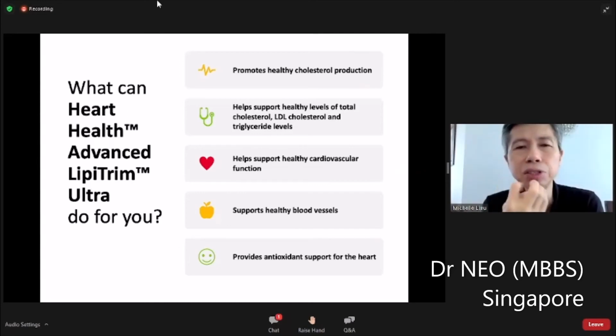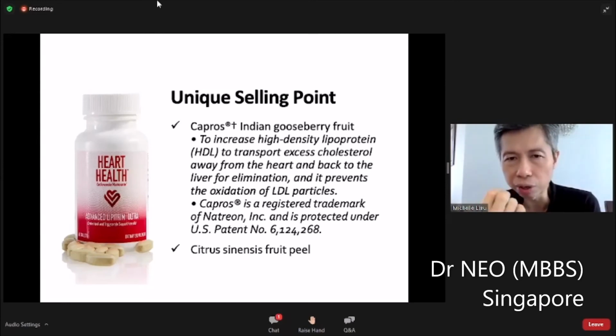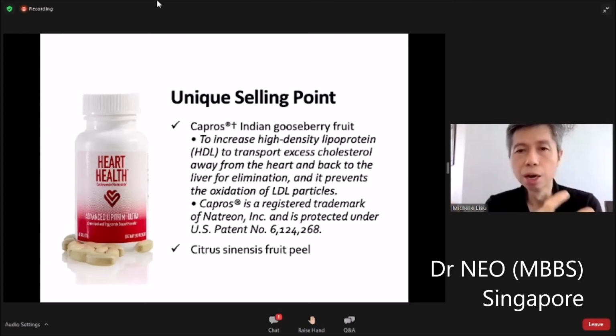Well, it contains a proprietary extract called Capros. It basically consists of Indian gooseberry fruit. This particular fruit extract is well known and has been well studied as well. It's been shown to increase HDL, the lipoprotein that transports excess cholesterol away from the heart and back to the liver for metabolism and elimination. It also prevents the oxidation of LDL particles.